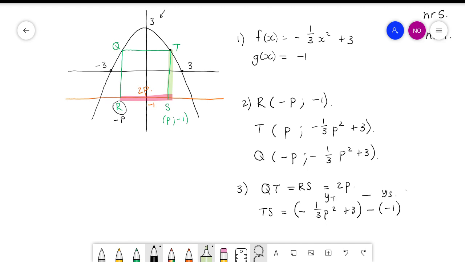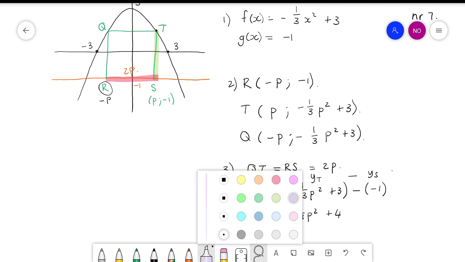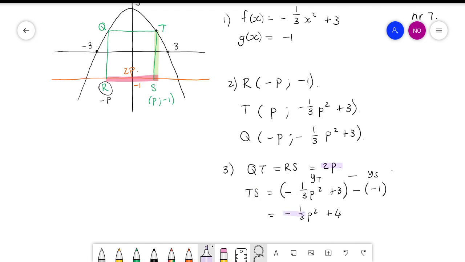Ek sê weer, jy kon jou afstandformule gebruik het, maar dit is maklik as jy werk met horisontale en vertikale lyne, want die een ding bly konstant. So die lengte moet net van die ander ding afhang. And this one I can simplify. Kom nou. So daai is my twee uitdrukkings vir die lengte en die breedte.